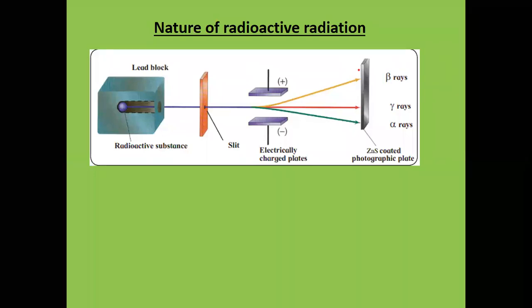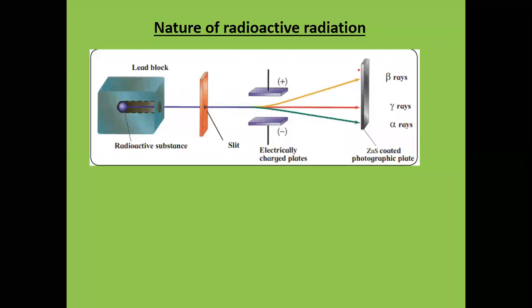Again, I'm repeating the setup. Let the setup be in your mind, because this experiment is usually asked to be drawn in the exam also. We have a radioactive substance which is kept under a lead block. We have a slit. Then we have two electrically charged plates, positive and negative. We have a photographic plate which is coated with zinc sulfide.